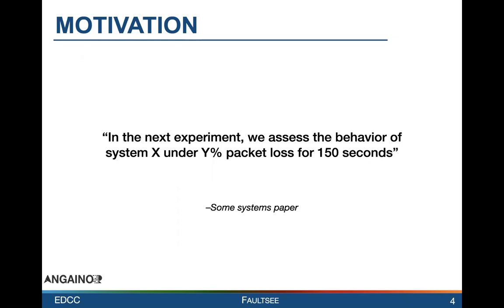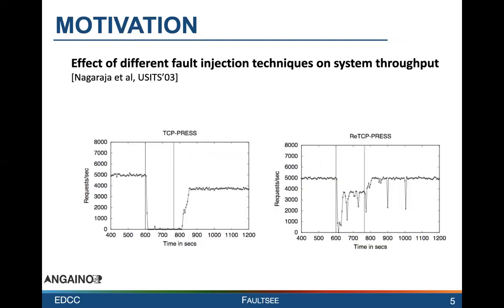In the next experiment, we assess the behavior of system X under Y% packet loss for 150 seconds. But even though the authors are telling us that they are dropping packets for this given percentage or for this given time period, this information is not enough. The reason for this is, depending on the way we implement the fault, this can lead to very different results. For instance, these authors have shown before that depending on the fault injection techniques that we use, we can get quite a substantial impact on system throughput.